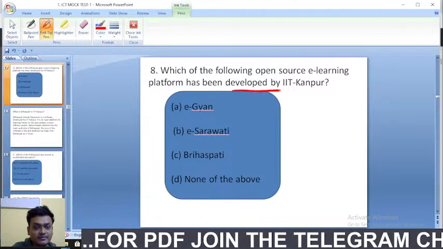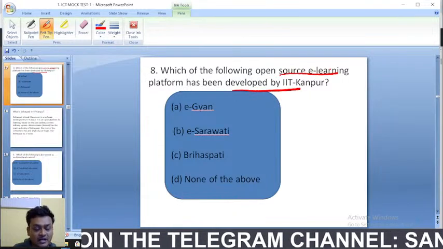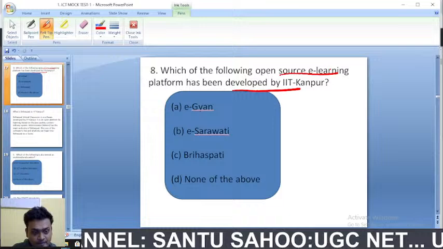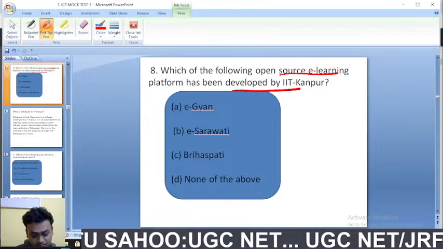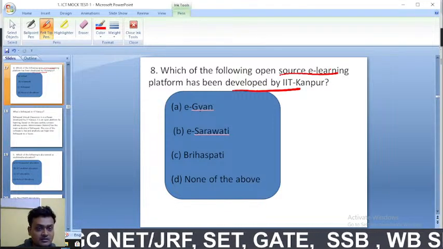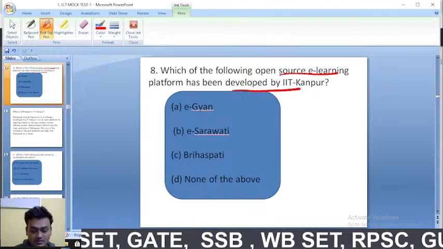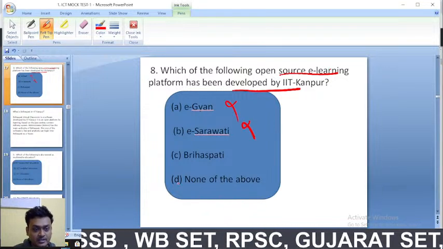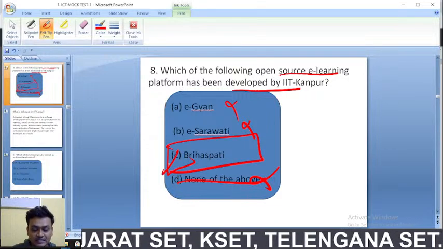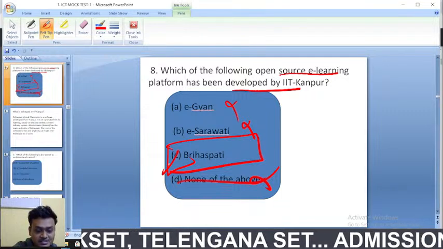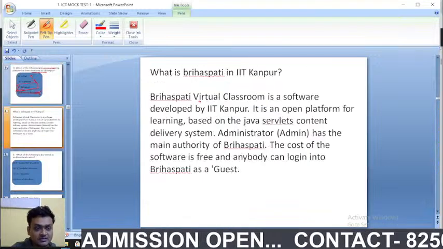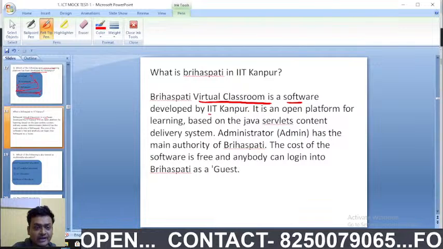IIT कानपुर ने develop किया था an open source e-learning platform. E-ज्ञान, E-सरस्वती, बृहस्पति, none of the above. Got it. Archana, Babu, everyone right. Here is question number 8. No, it is Brihaspati. Brihaspati is the open source e-learning platform that was developed by IIT Kanpur. C is the answer, Brihaspati. Brihaspati is a virtual classroom software developed by IIT Kanpur.